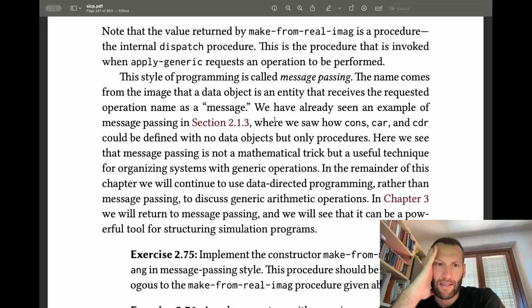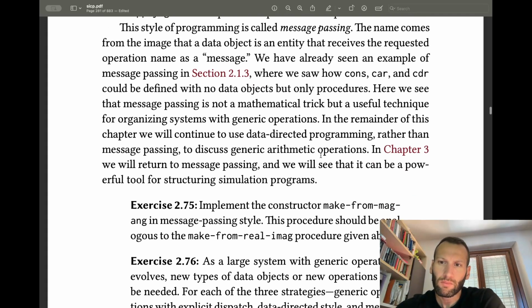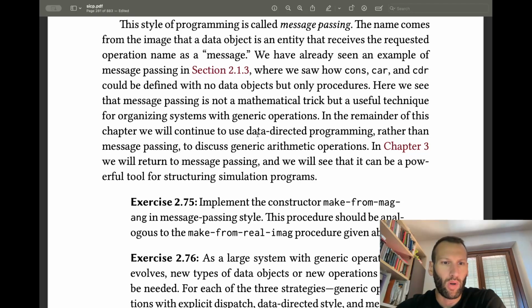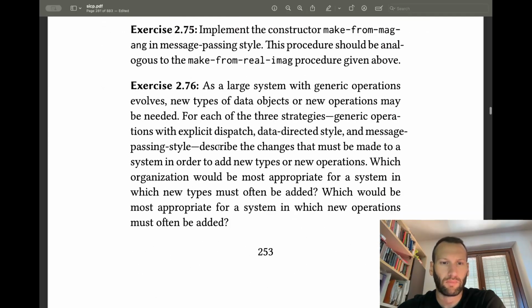Here we see that message passing is not a mathematical trick but a useful technique for organizing systems with generic operations. In the remainder of this chapter, we will continue to use data-directed programming rather than message passing to discuss generic arithmetic operations. In chapter 3, we will return to message passing, and we will see that it can be a powerful tool for structuring simulation programs.